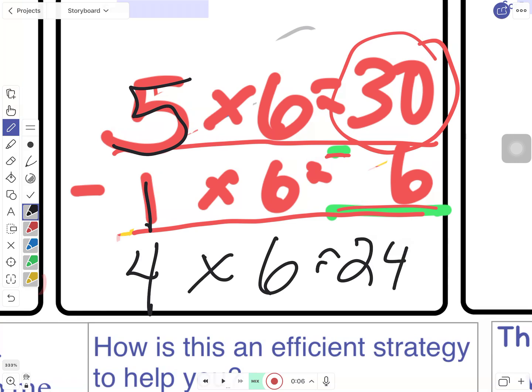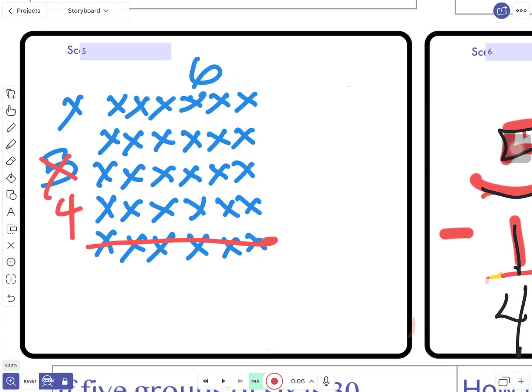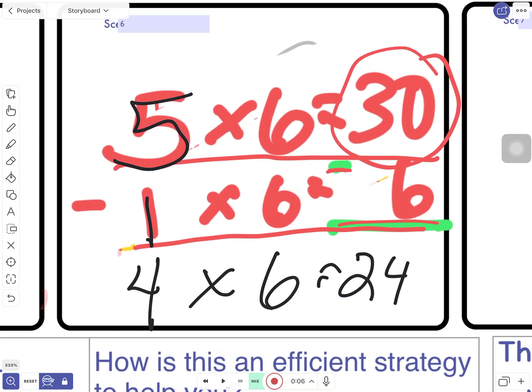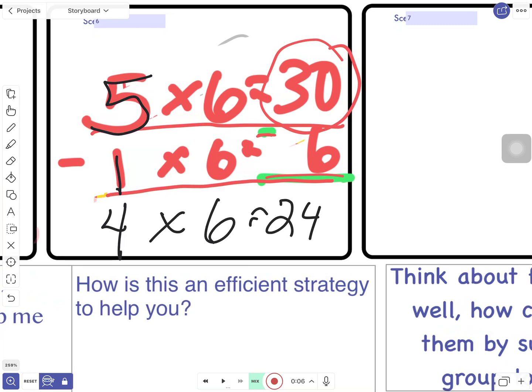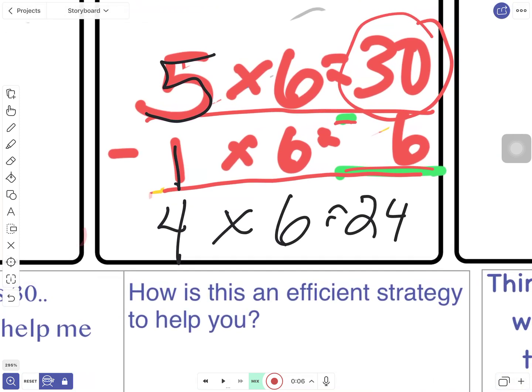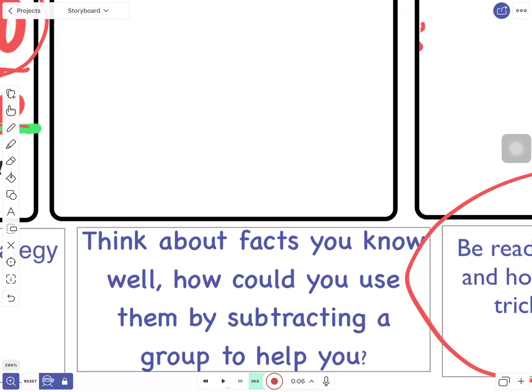So now that you kind of see how that's related to making the array and crossing out a group, isn't that a little bit more efficient? Turn and talk with your partner and pause the video. Welcome back. Think about facts that you know that would help you with this, that you can use as a helper fact by subtracting a group.